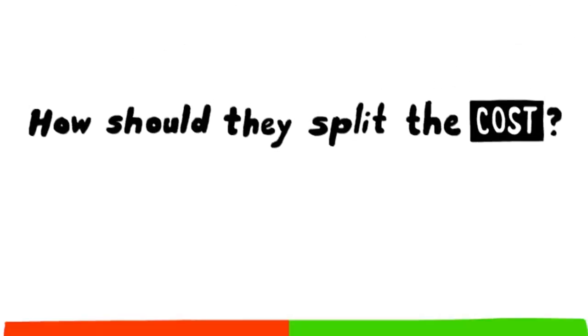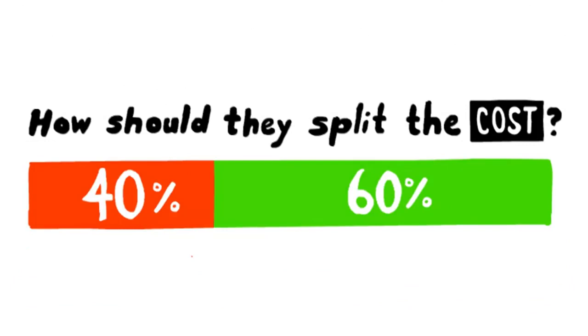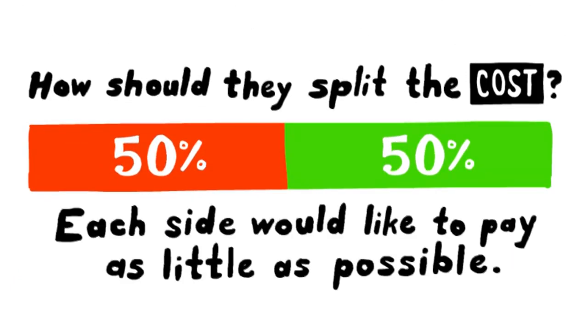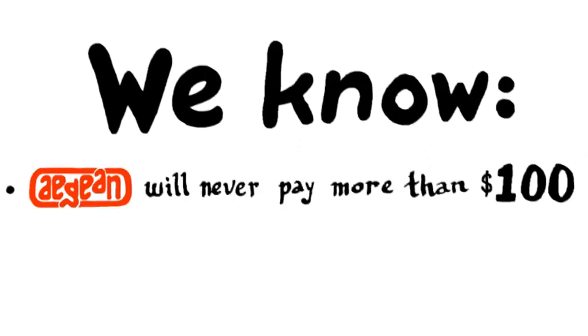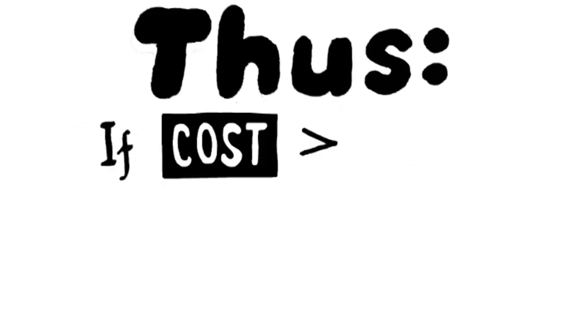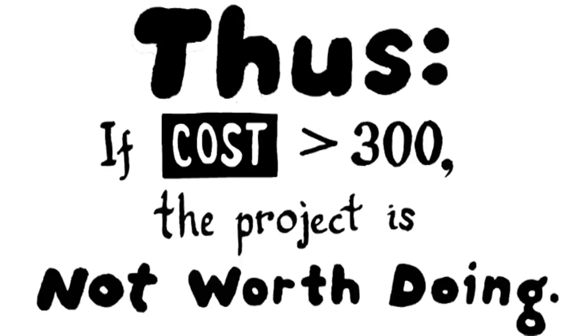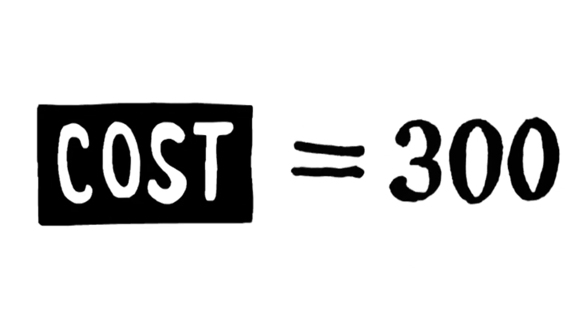The question is, how should they split the cost of the project between the two parties? This is a negotiation question because each side would like to justify paying as little as possible. We know that Aegean will never pay more than 100, and Baltic will never agree to pay more than 200. Thus, if the project costs more than 300, there's no issue. The project isn't worth doing. The interesting case is when the cost is less than 300.